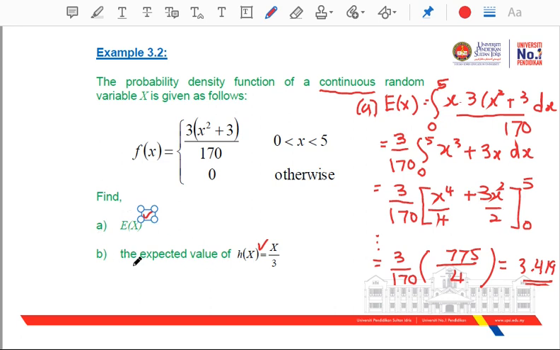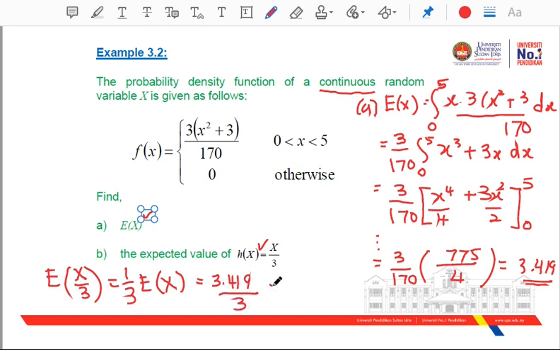And then, how about B? How to find E(H(X)), where your H(X) is X over 3? So first of all, put the constant outside and then you just multiply this one, E(X). And you just substitute here, your E(X) is 3.419. So basically, approximately 3.419 divided by 3 is 1.3, so 1.13, sorry.